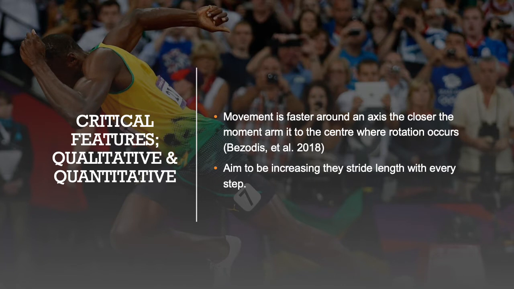As athletes take off, the front knee, hip, and ankle extend, whilst the opposite leg flexes to a very high degree. Angular velocity principles dictate that movement is faster around an axis the closer the moment arm is to the center of mass where the rotation occurs. Athletes should also aim to be increasing their stride length and step with every new step. This high stride length, coupled with a very fast stride rate, is what maximizes fast sprint times.